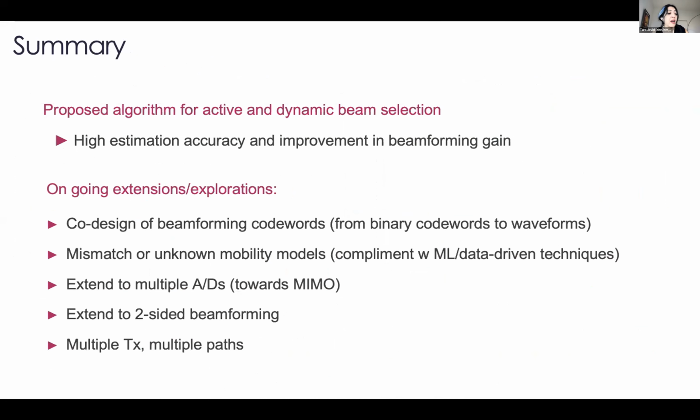So let me summarize. I'm good on time. I was hoping to do 20 minutes, and so I leave a lot of time for discussions. I hope I'm not too bad on time.